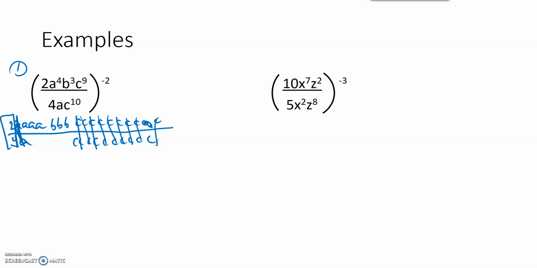And remember that I do divide those coefficients. Well, 2 over 4 is really 1 over 2. Now I have a cubed left. The b cubed didn't change at all. Then I have 1c left in the denominator. Now that is my fraction.